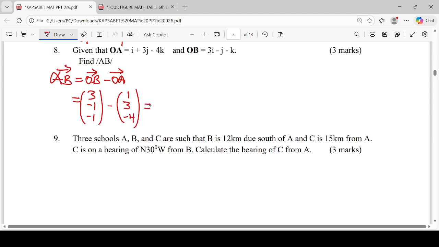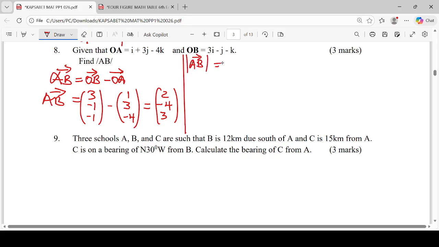So when you do the subtraction, ladies and gentlemen, 3 minus 1, that will be 2. -1 minus 3, that will be -4. -1 minus -4, that's just like saying -1 plus 4, which is +3. So that is our vector AB. Now, after we've gotten that, you also need to know the formula for getting the magnitude of AB.